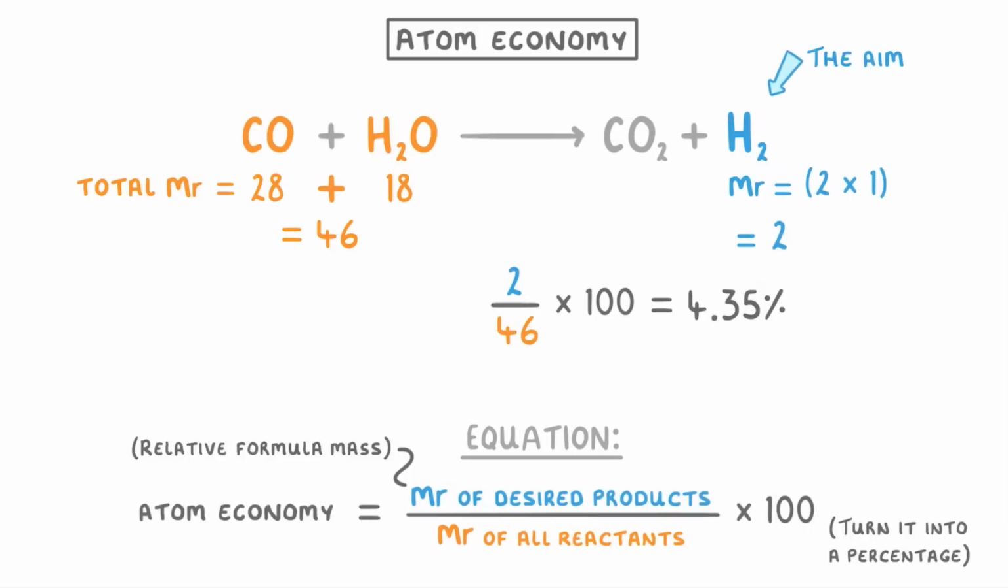4.35% is actually a pretty low atom economy, because it means that only 4.35% of the reactants are being turned into the useful product that we want, whereas the other 95.65% is being given off as waste. In general, atom economies are usually much higher than this, but they can also be even lower.